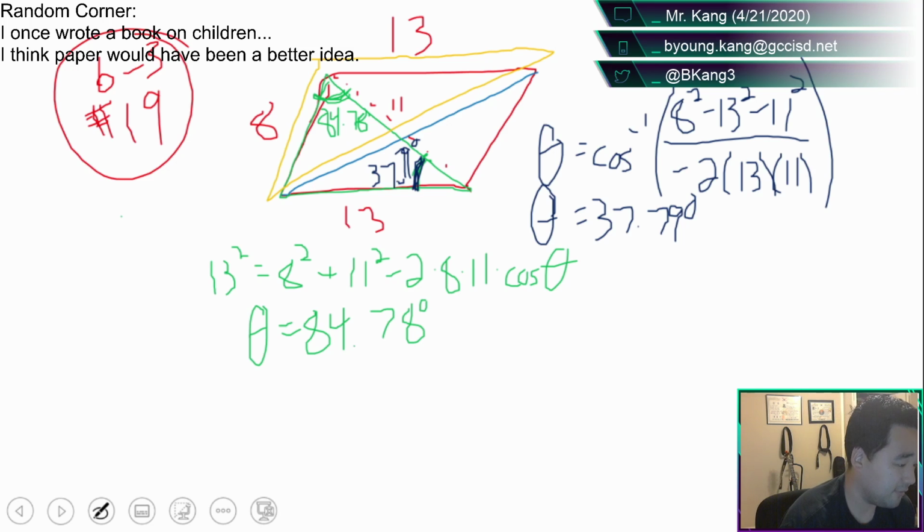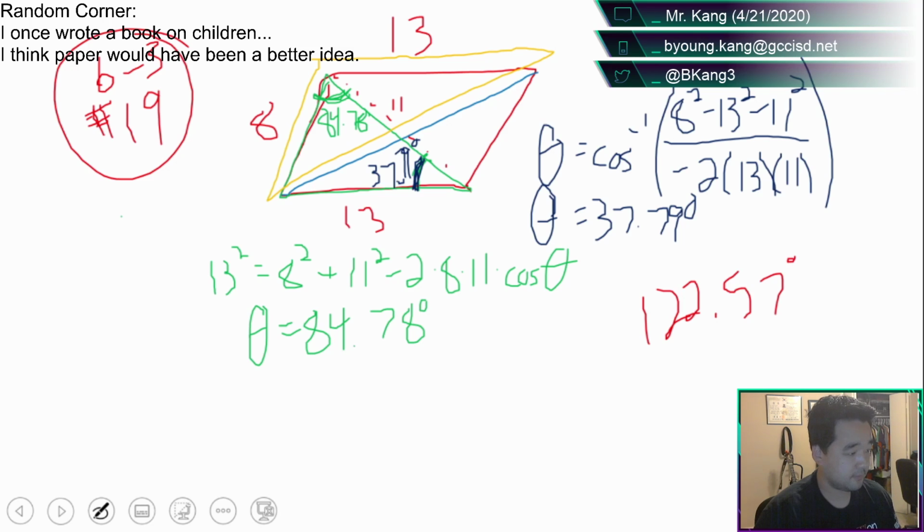So 84.78 plus 37.79, that gives us 100 and, let's see, what is this? 110, 120, 122.57. So that angle is 122.57.